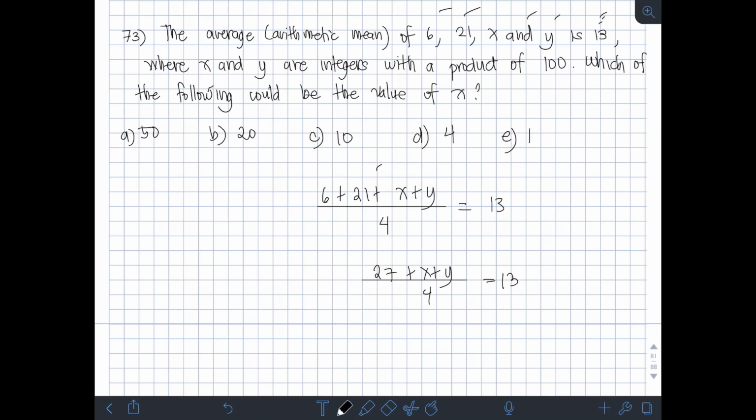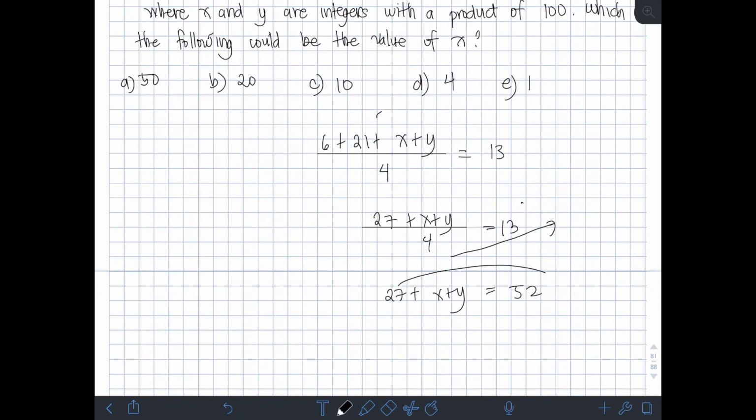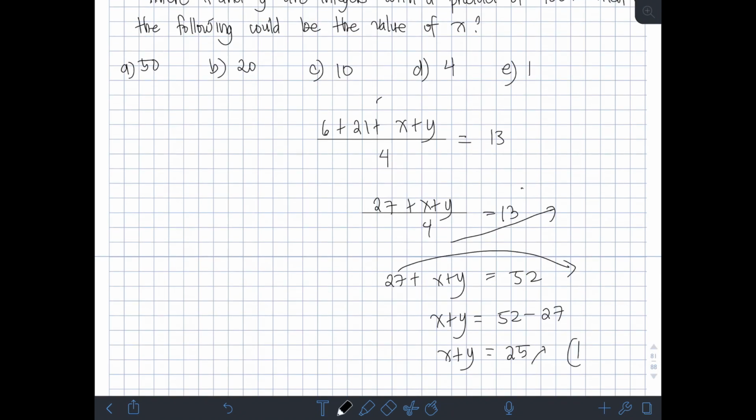Ngayon, pwede kong i-cross-multiply itong 4 or multiply both sides by 4. So, magiging 27 plus x plus y equals 13 times 4 is 52. Now, transpose ko itong 27 sa right, magiging x plus y is equal to 52 minus 27. Or x plus y is equal to 25. Okay, so ito is equation 1.